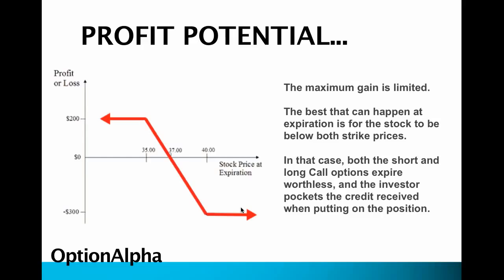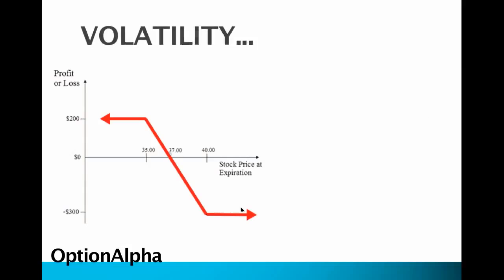The profit potential for this particular strategy is limited. Again, what we did is buy a call and sell a call. So the best that can happen is for the stock to close below both strike prices, in which case both options expire worthless and we get to pocket the credit received when putting on the position. This is the ideal scenario, and in fact, it's the best because it saves commission as well. We don't have to buy the strategy back or exercise any options. We just put the strategy on and we let the market take care of the rest. The options expire worthless and we keep the entire profit for ourselves.